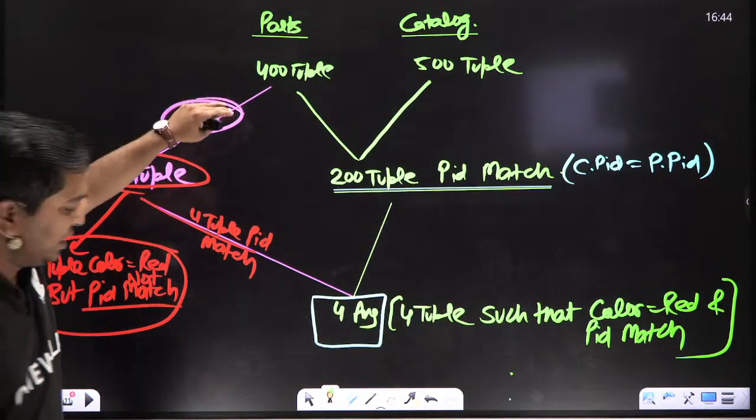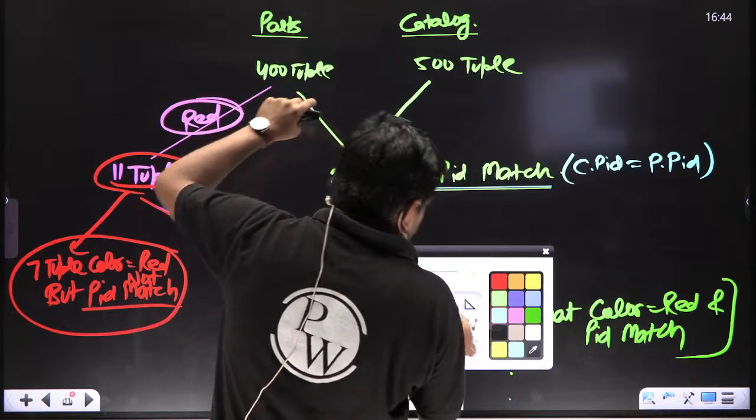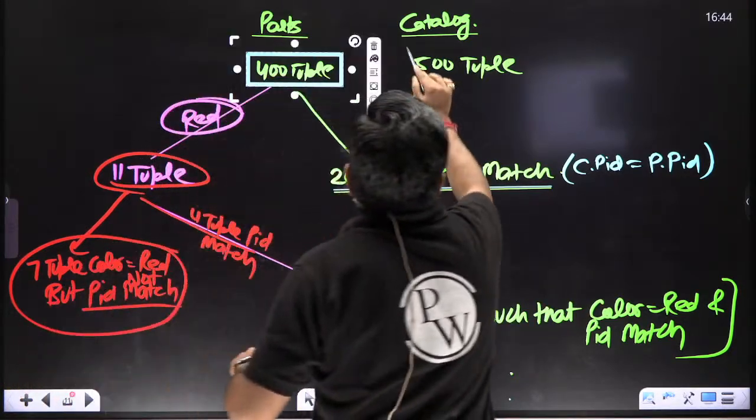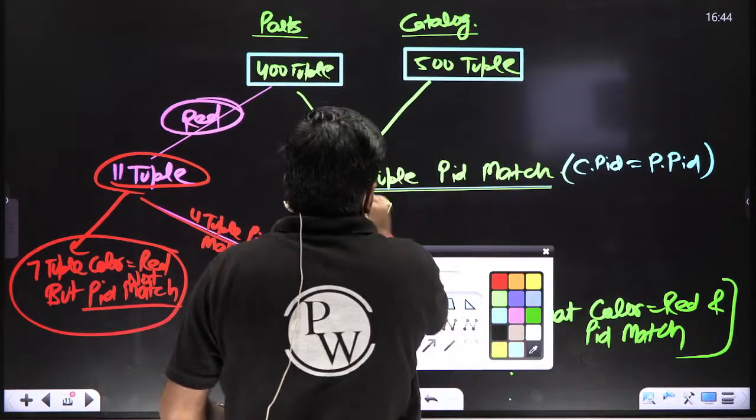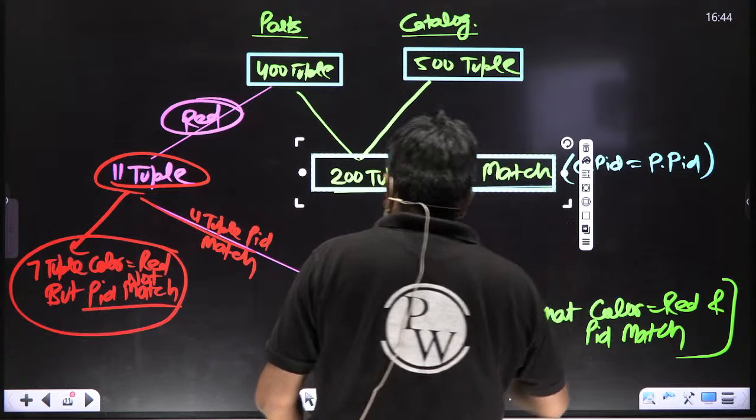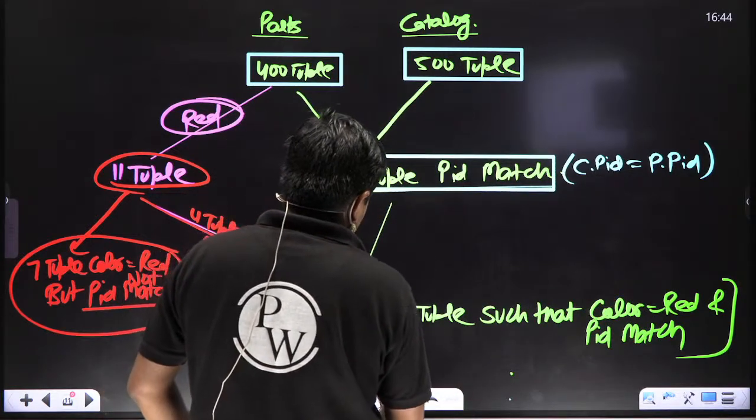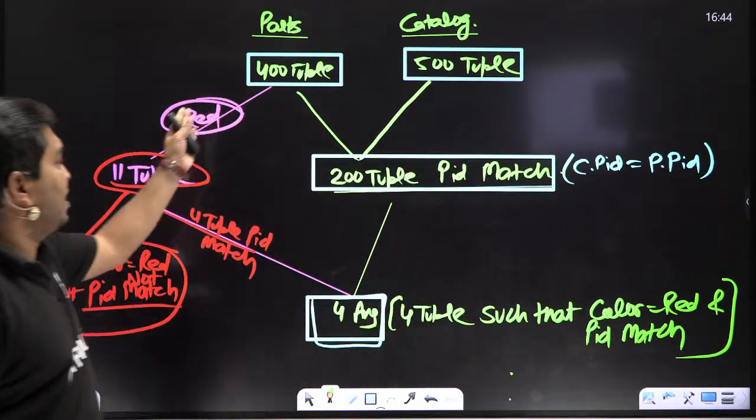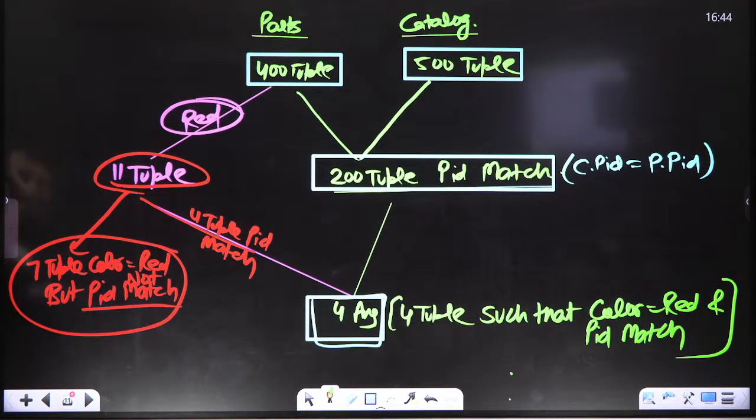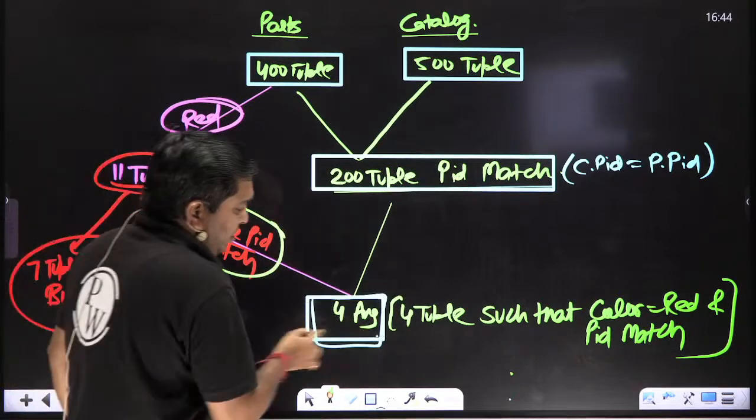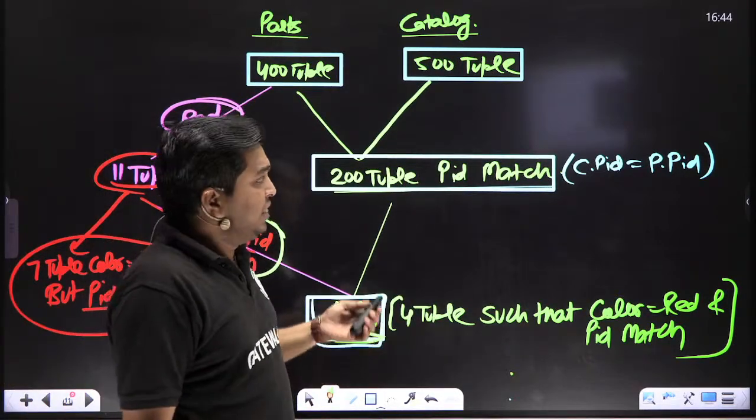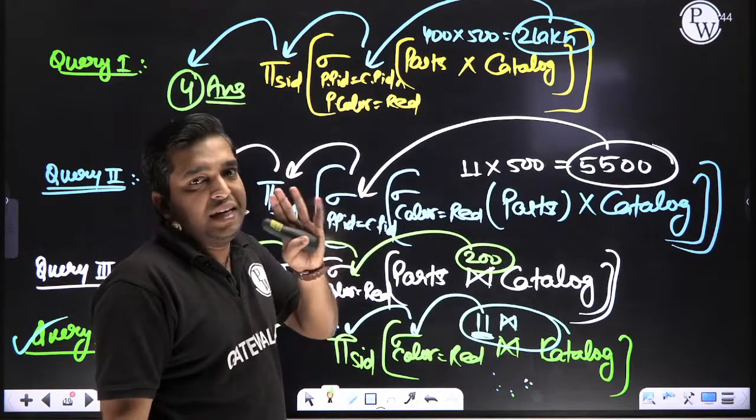There are 400 tuples in the parts table and 500 tuples in the catalog table. There are 200 tuples in which PID matches. Color red is 11 tuples. Out of those 11, 4 tuples have PID match and color red. So the answer is 4. In every example, every query, you will get the answer 4.